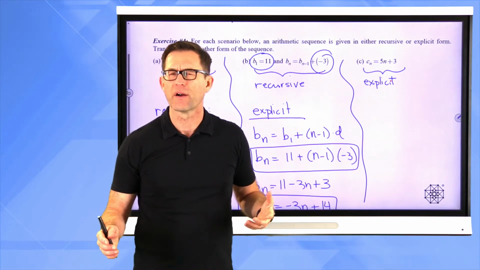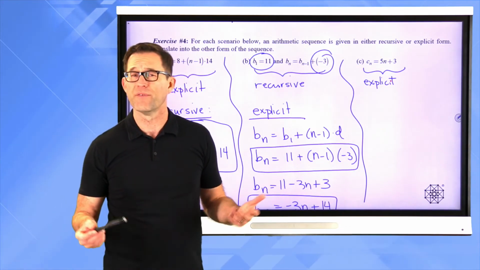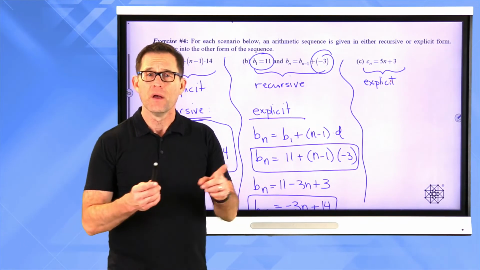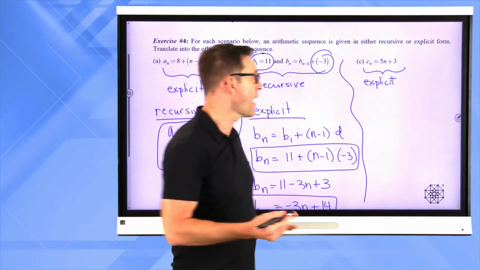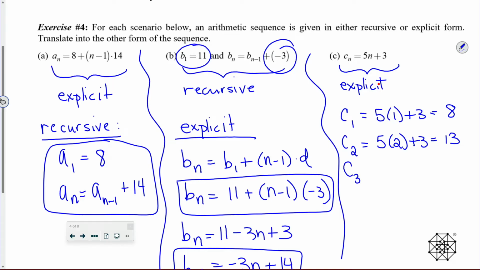Which way is it? Well, if you're not sure, one thing that is good to do is to generate the first few values of this particular sequence. So let's take a look at that for a second. Let's figure out what C1, C2, etc. are. C1 would be 5 times 1 plus 3, which is 5 plus 3, and that's 8. C2 would be 5 times 2 plus 3, and that's 10 plus 3, which is 13. C3 would be 5 times 3 plus 3, which is 15 plus 3, and that's 18.